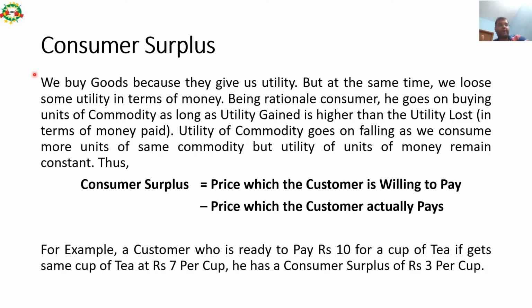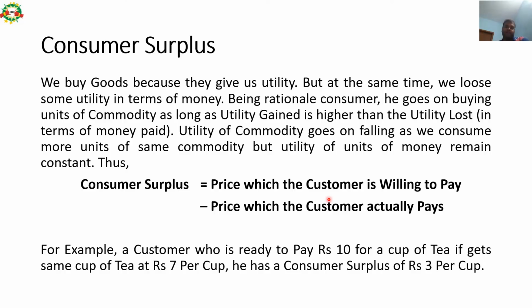If I want to buy 10 bottles of Coke at that price, each will give me less utility again. So consumer surplus is nothing but the price which the customer is willing to pay, or the utility the customer gets out of the commodity, minus the price which the customer actually pays. By purchasing a bottle of Coke, I get, say, a utility of 130 rupees, and I am paying 100 rupees for that bottle of cold drink. So it will give me a consumer surplus of 30 rupees.